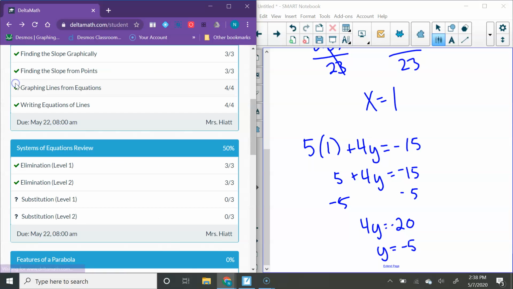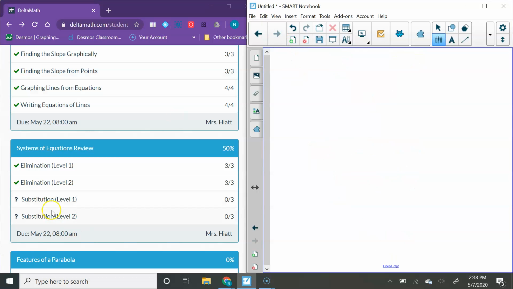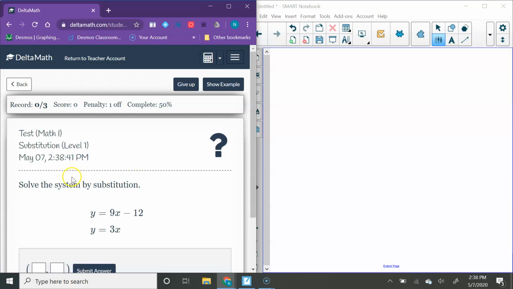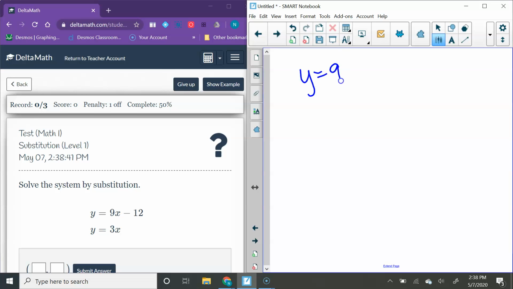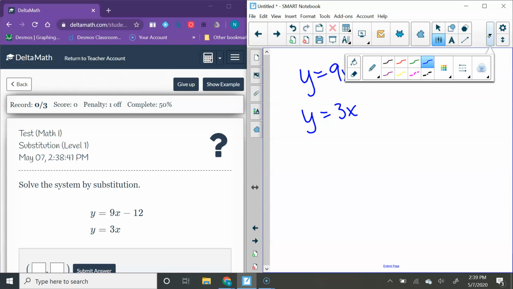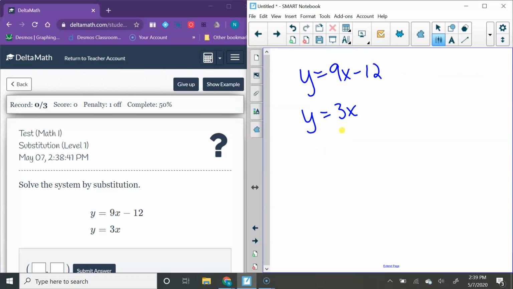Okay, so that takes care of our elimination problems. Now let's look at substitution. For substitution, what we're going to do is take one equation and plug it into the other. In this case, both of these equations are equal to y. So I've got y equals 9x minus 12, and I've also got y equals 3x. So what I'm going to do is take this 3x right here, and I'm going to replace this y.